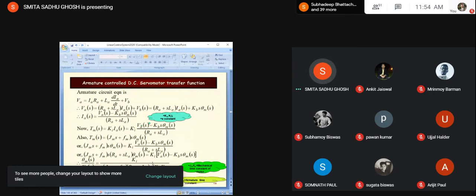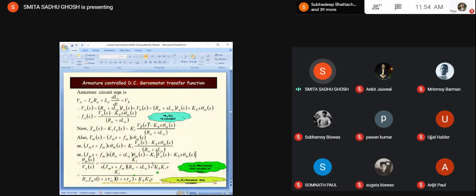If you recollect, you already know that the damping term is the first order term, because the standard second order transfer function is, for example, omega n square by s square plus 2 zeta omega n s plus omega n square, right? The damping term, that is 2 zeta and all that, where zeta is the damping ratio, is multiplied with the first order term, that is s.